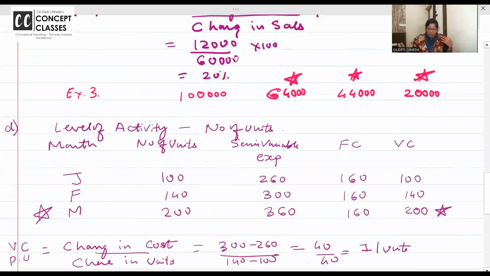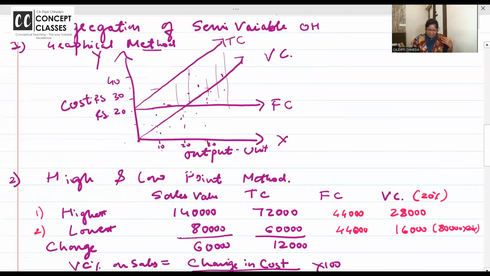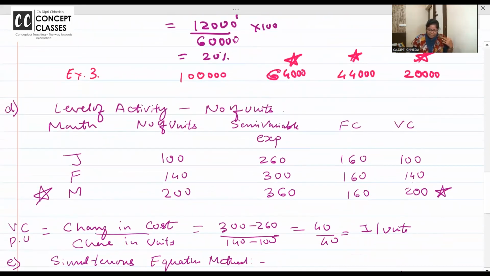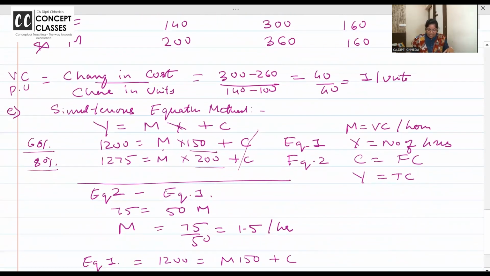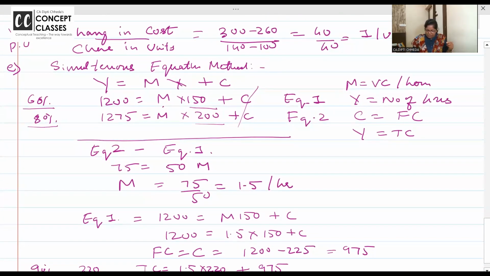So like this, can I plan, can I make my budget? That at 90% it will be this much, at 50% it will be this much. So these are all different methods: graphical method, high-low point method, percentage, number of units, simultaneous equation. And now let me talk about the analytical method.